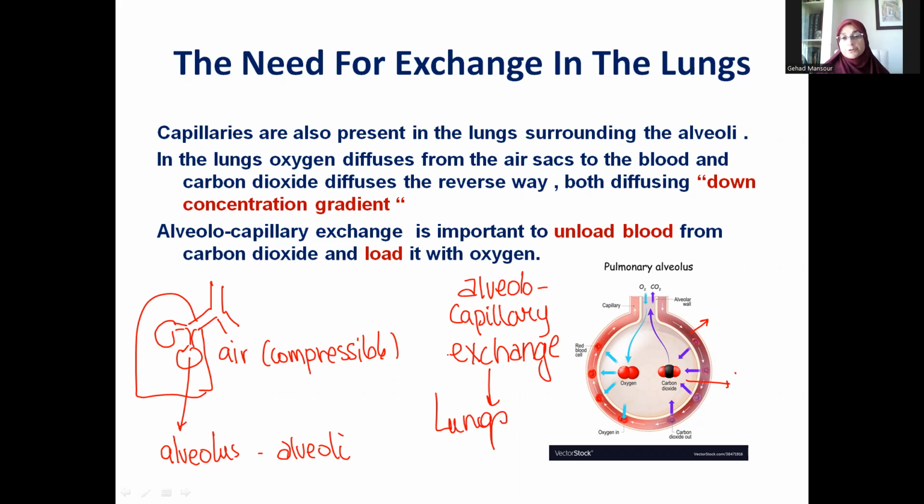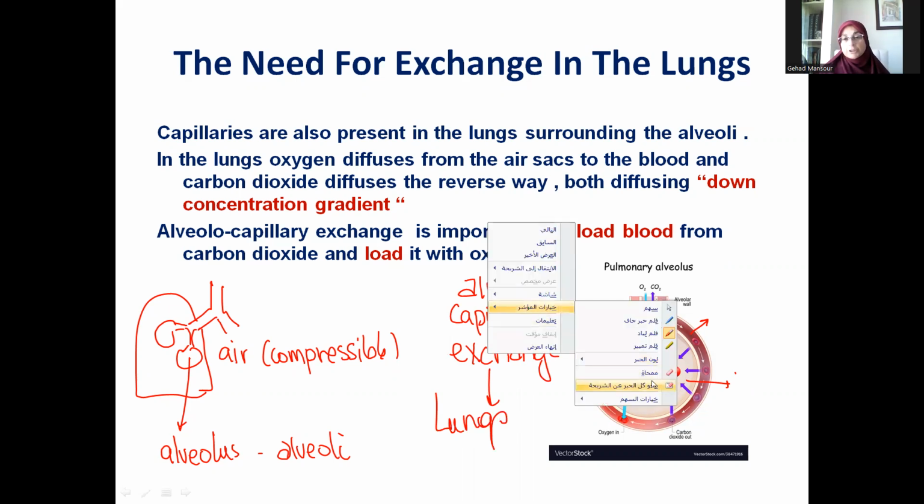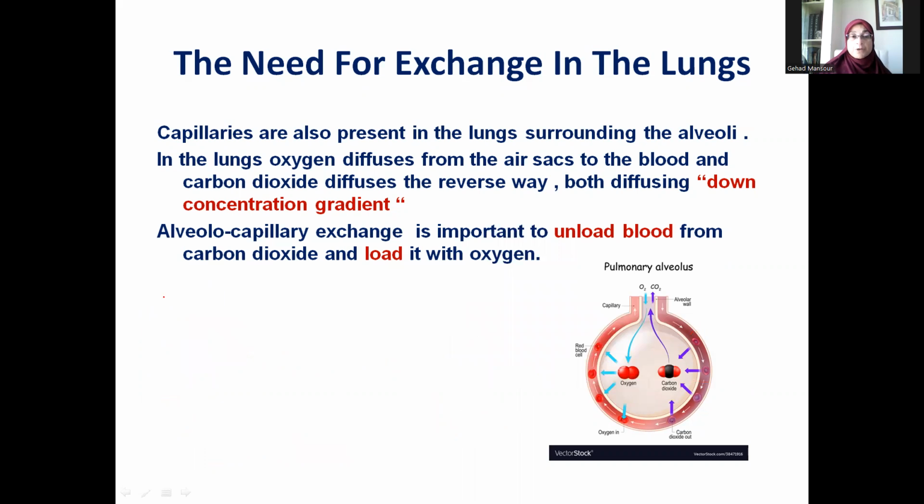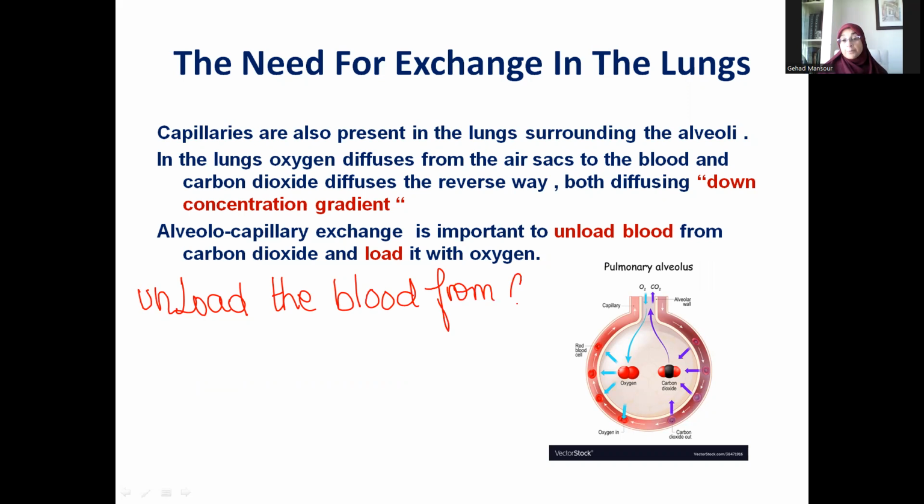What's the main purpose of alveolo-capillary exchange that occurs in the lungs? The main purpose is to load the blood with oxygen, or actually unload first. So it is to unload, and I'll tell you why, unload the blood from carbon dioxide, whose accumulation in the body would be harmful, and to load the blood with oxygen that is required to produce energy in the body in the process of aerobic cellular respiration.